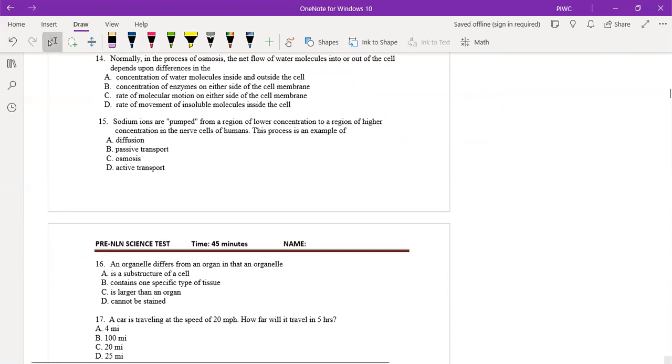depends upon a difference in the: A, concentration of water molecules inside and outside the cell. B, concentration of enzymes on either side of the cell membrane. C, rate of molecular motion on either side of cell membrane. D, rate of movement of insoluble molecules inside the cell. So what does it depend on?